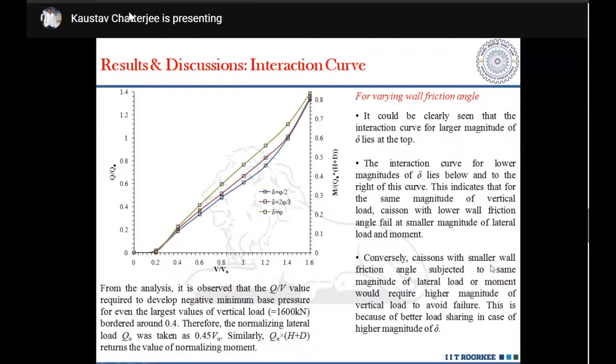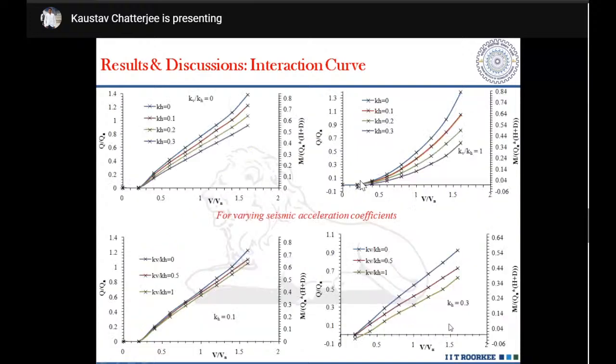Conversely, caissons with smaller wall friction angle and subjected to small magnitude of lateral load or moment would require a larger amount of vertical load to prevent failure. This is because of the better load sharing in case of higher magnitude of delta.